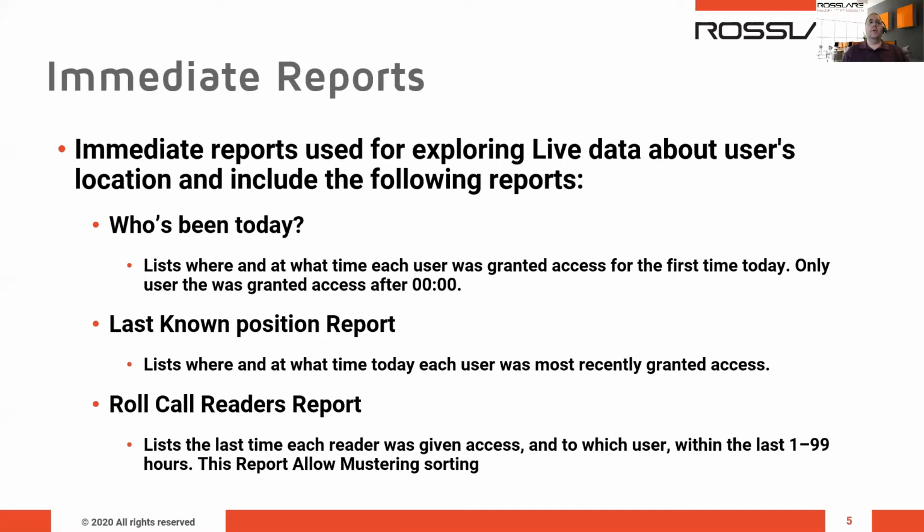Roll call reader reports list the last time each reader was given access. So what was the latest access granted for each reader, and for which user. This can be between the last 1 and 99 hours. This report also allows mustering sorting. Also, the last known position report allows mustering sorting, which I will show. For mustering sorting, if you define a reader as a muster, you can gather all the users who swipe the card on the muster to see who arrived at the mustering point.